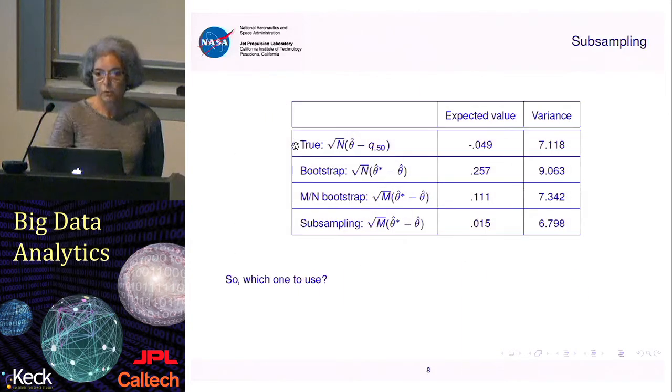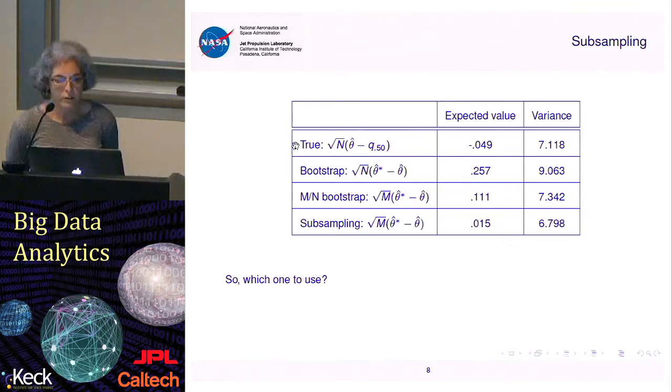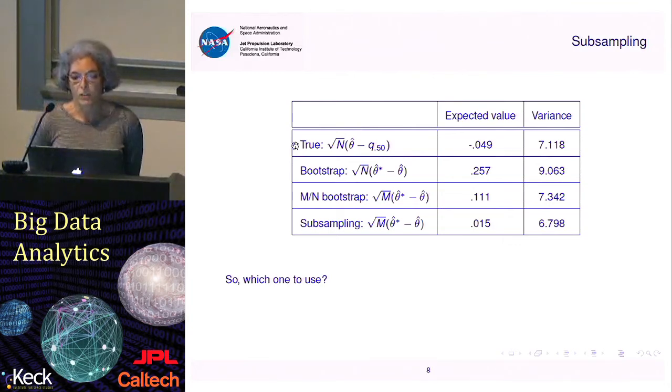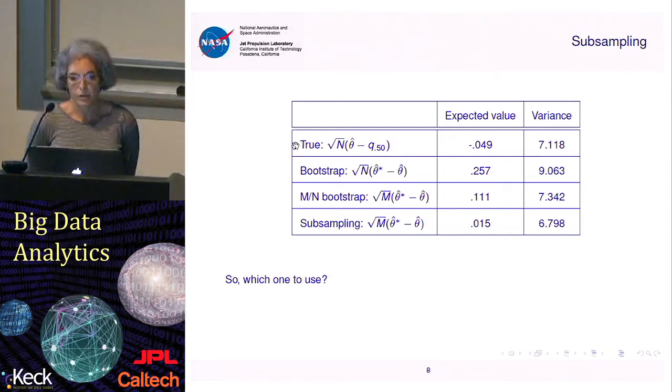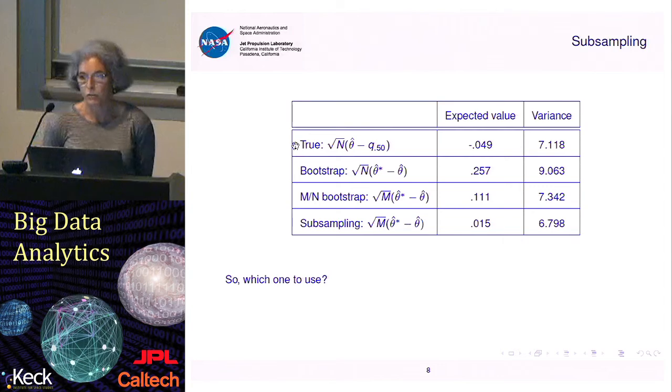So let me summarize the results in case you can't remember all those numbers from the previous pages, which I can't either. So the top line of this table is what the right answer is, at least according to my Monte Carlo approximation with 10,000 trials. We would like it if our centered and scaled distribution had an expected value of minus 0.49 and a variance of 7.118. And we see that the ordinary bootstrap does not do very well.